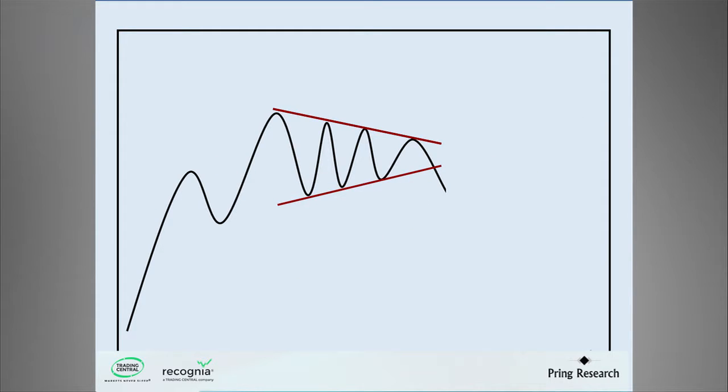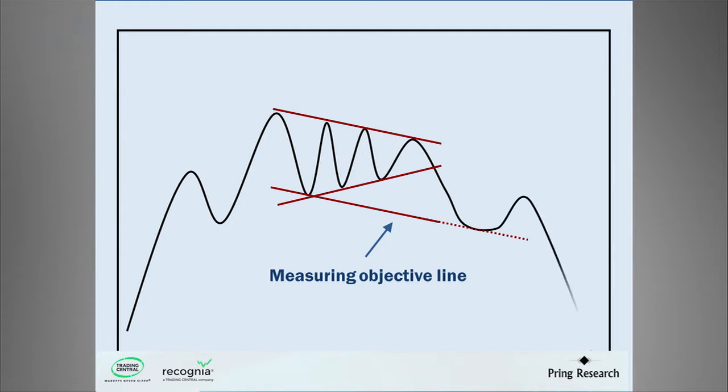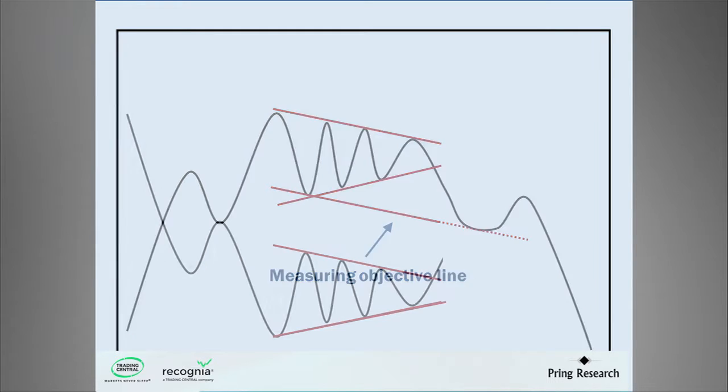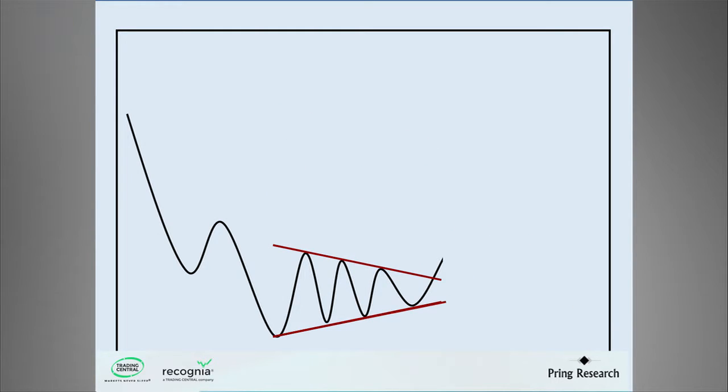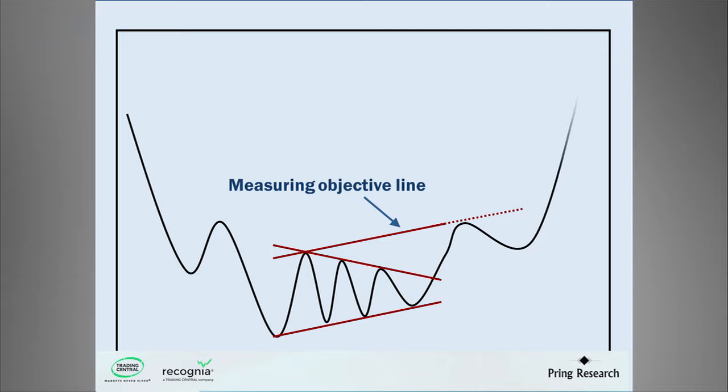Traditionally, measuring objectives for triangles are obtained by drawing a line parallel to the base of the triangle through the peak of the first rally. This line represents the objective that prices may be expected to reach or exceed. The reverse procedure at market bottoms is shown here. The same technique is used to project prices when triangles are of the consolidation variety. However, in my own experience, I've not found this method to be particularly useful, and that's because the actual price move is usually far more than the price objective.